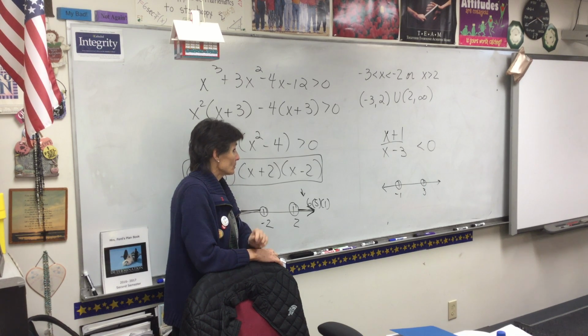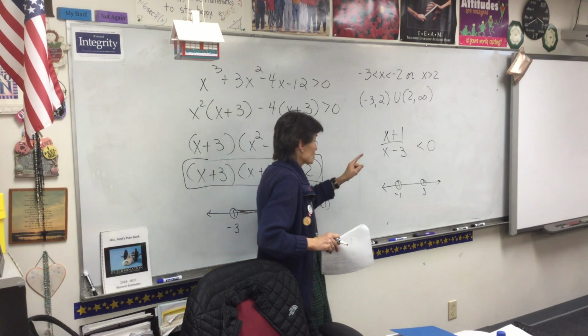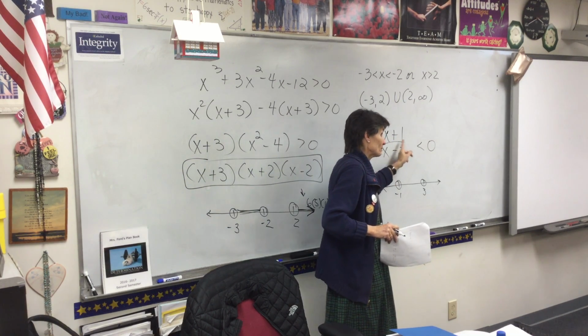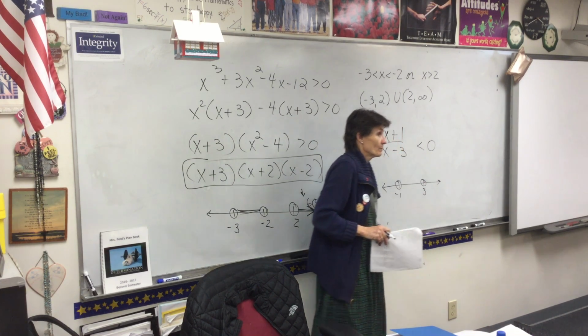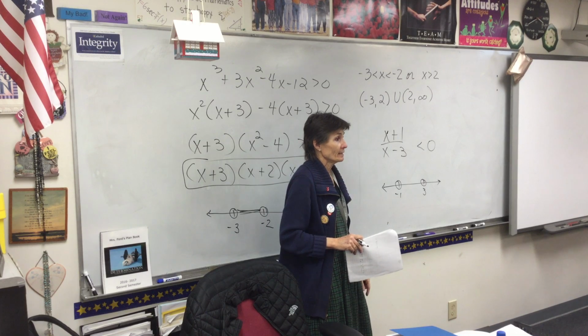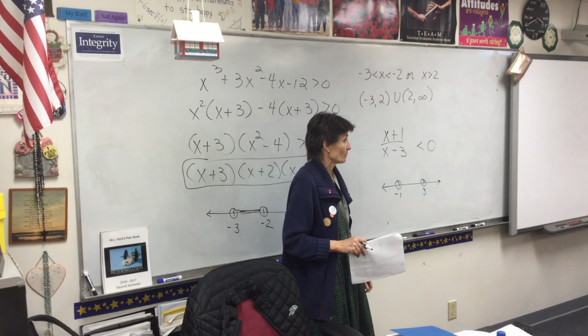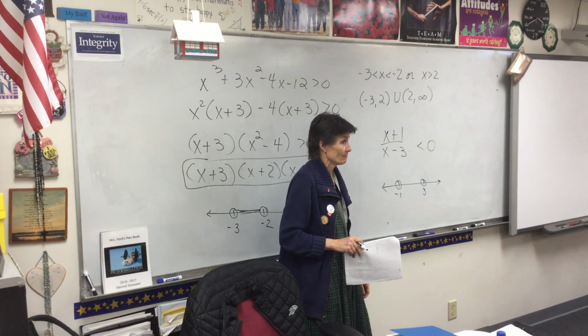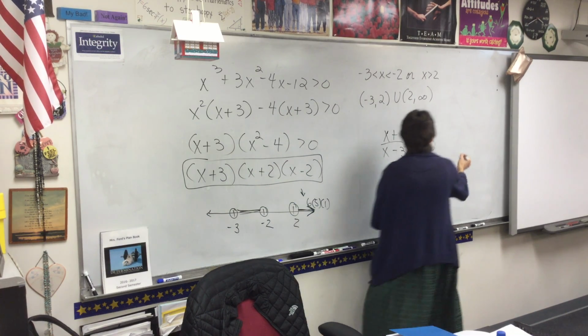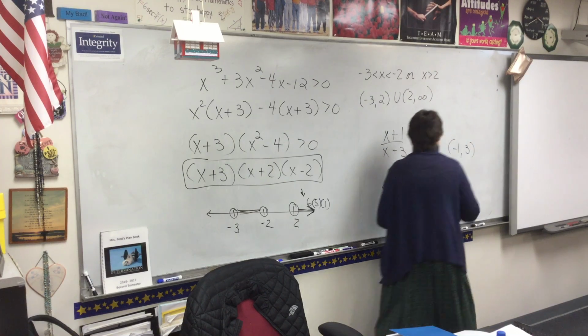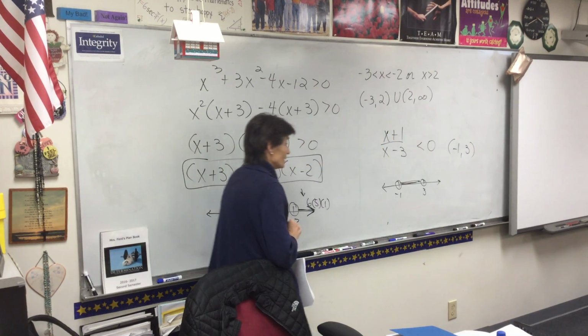Now, there's only 2 dots on the number line. There's nothing squared or weird about the problem. It's a less than 0. Where do I shade less than 0 if I only have 2 dots on the number line? Between. So your answer very simply is all the numbers between -1 and 3.